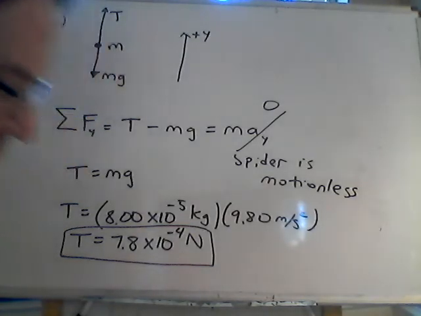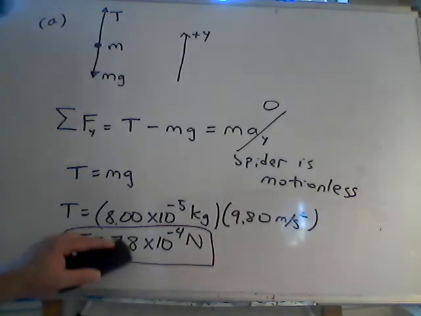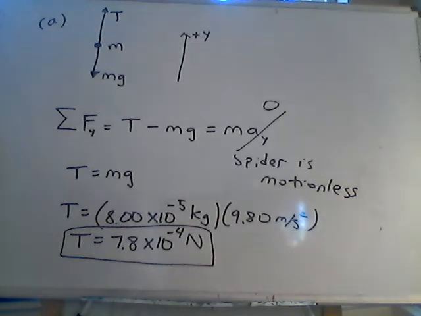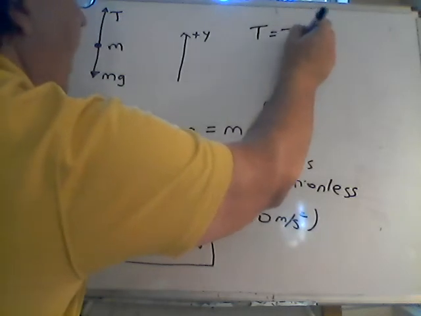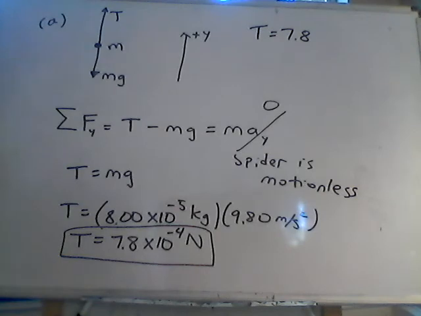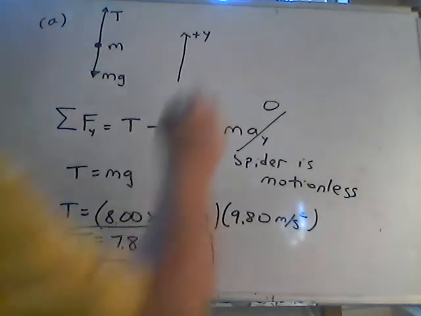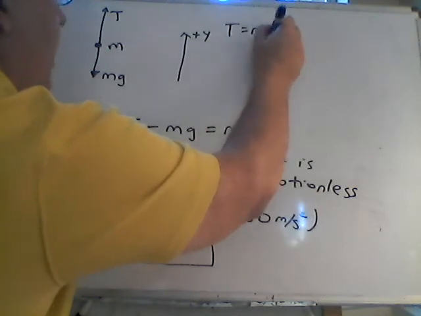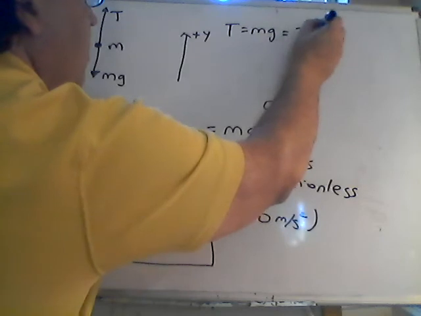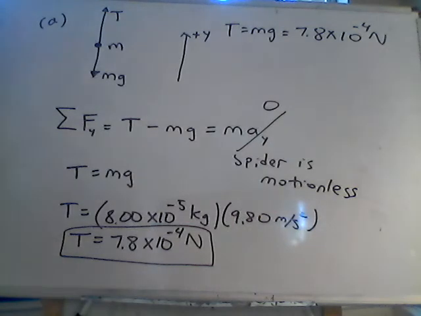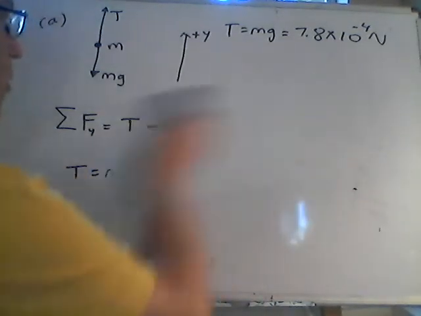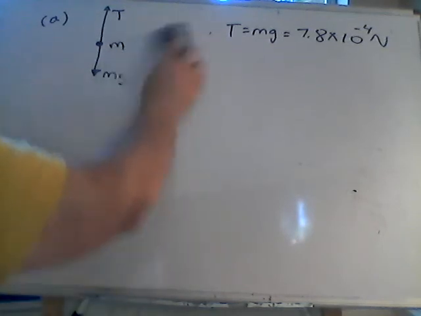But part B says, okay, so let's remember this 7.8. I'm going to use it in the future. I'm going to be a little bit lazy here. So again, T is 7.8, I'll show you why in a moment. I'm just going to reuse this in part B. So T, remember, is mg. We found out that that's 7.8 times 10 to the negative 4 newtons. I'm just going to reuse this for laziness purposes. All right, so now I'm going to look at another problem. That's part A's answer.